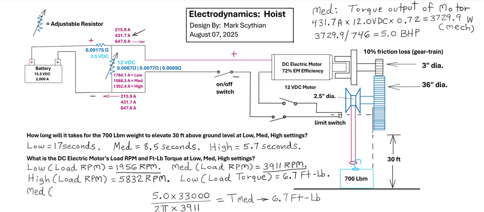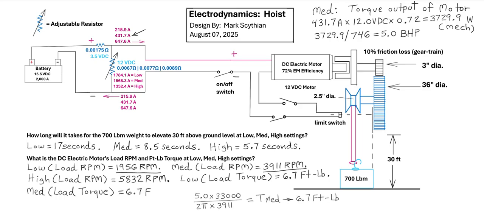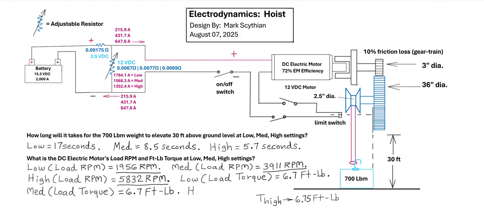So again, it's a stable torque at 6.7 foot-pounds at medium setting, or at 3911 RPM. And so lastly, we have the high setting. We go up to the top right and substitute once again. So we calculate 7.5 brake horsepower at high setting, is the DC electric motor's mechanical power output. So we calculate a slightly higher load torque at high setting of 6.75 foot-pounds.